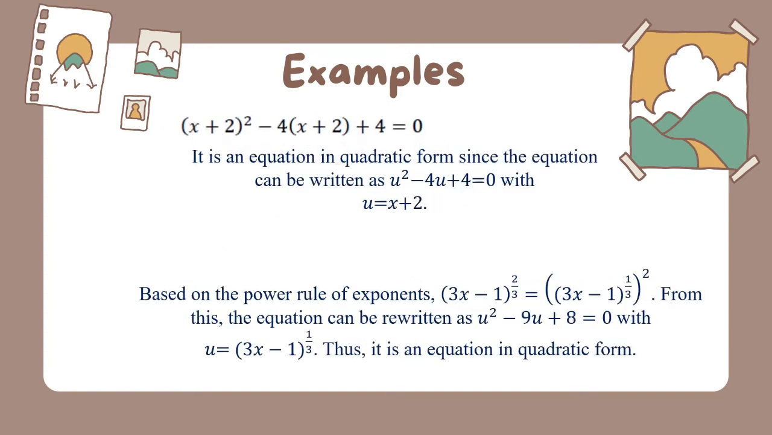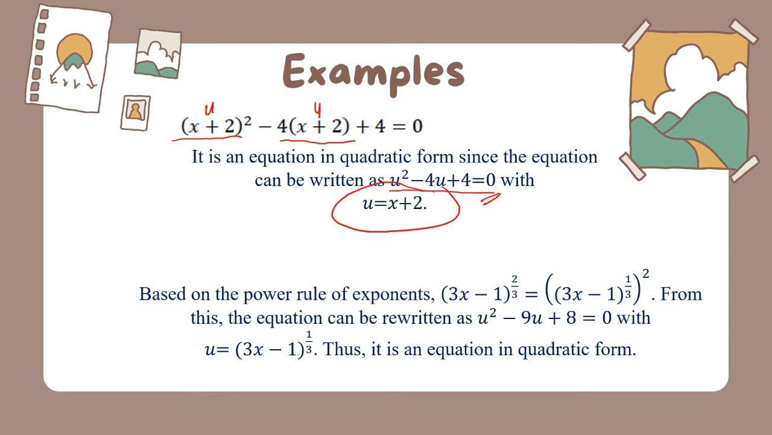For our third equation, the quantity x plus 2 squared minus 4 times the quantity x plus 2 plus 4 is equal to 0. In this equation, we simply identify u, which is equal to x plus 2, since we can write this equation into u squared minus 4u plus 4 is equal to 0. So, ito po yung kanyang quadratic form.